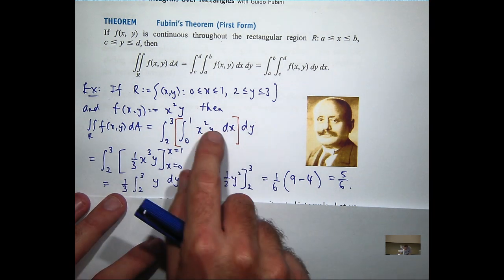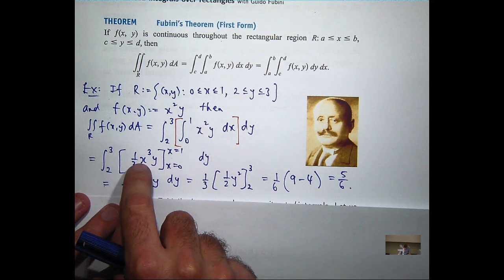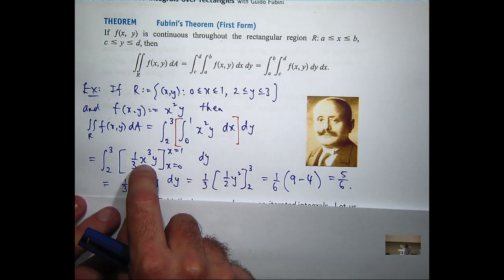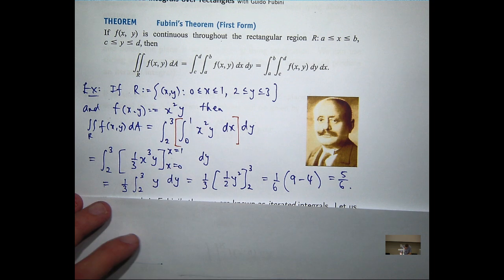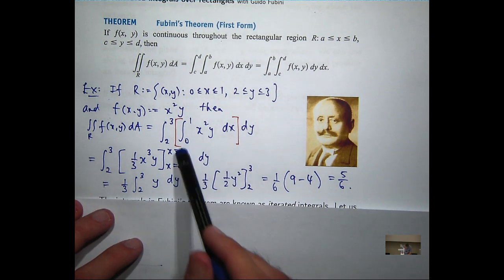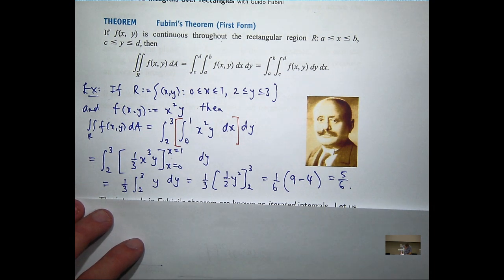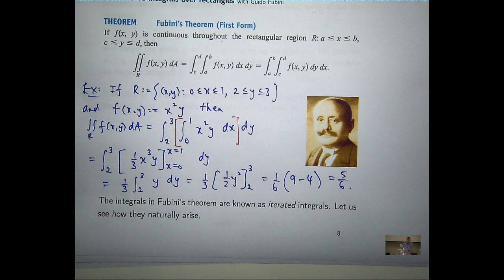Okay, so I'm going to integrate here, holding y fixed. I get 1/3 x cubed, sub in x equals 1 and x equals 0. Clean up this and then integrate normally with respect to y. So these kinds of integrals are known as iterated or repeated integrals. They're great for day-to-day integration.